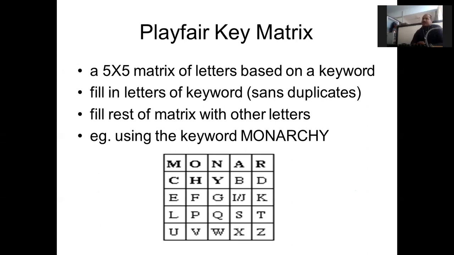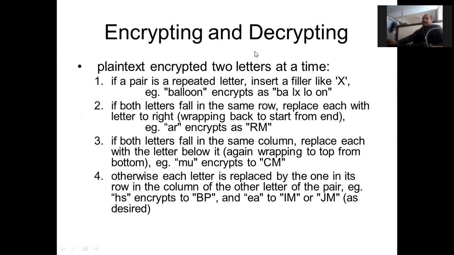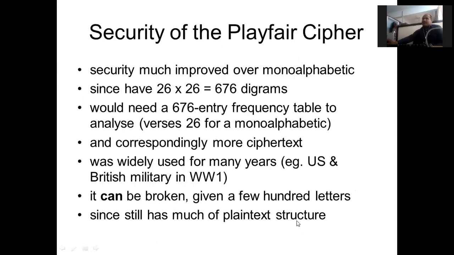So the first step is how to construct the Playfair key matrix. We have a 5 by 5 matrix of letters based on a keyword. Fill in the letters of the keyword, avoid the duplicates, and fill the rest of the matrix with other letters. For example, here we have used the keyword monarchy. So here we have constructed the 5 by 5 matrix: MONAR, CHYBD, EFGIJK, LPQST, UVWXZ. And these are the encrypting rules, and again for decrypting, the rules are there.